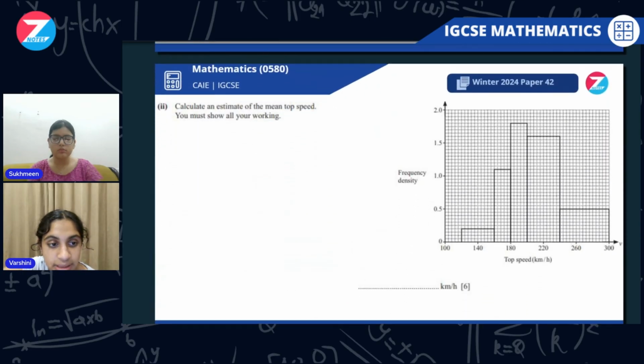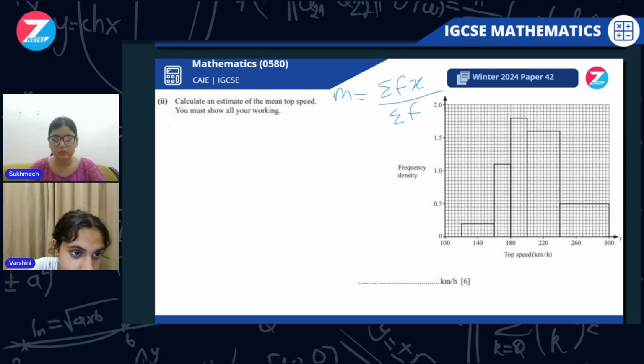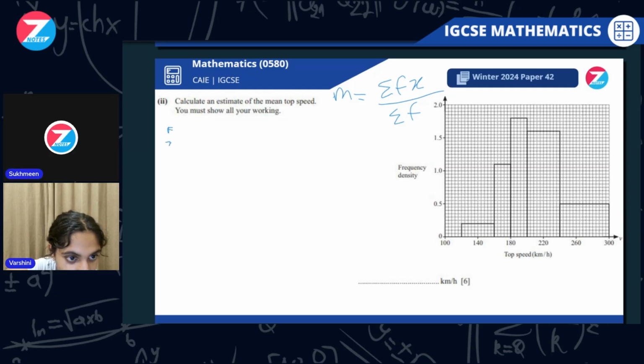Calculate an estimate of the mean top speed, and you must show all your working. So for this, we know that the mean is equal to the sum of the frequencies times the midpoint, which we're going to call x, divided by the sum of the frequencies. So first, we're going to have to find all the frequencies. Let's make a table here of frequency and x, which is the midpoint of each class.